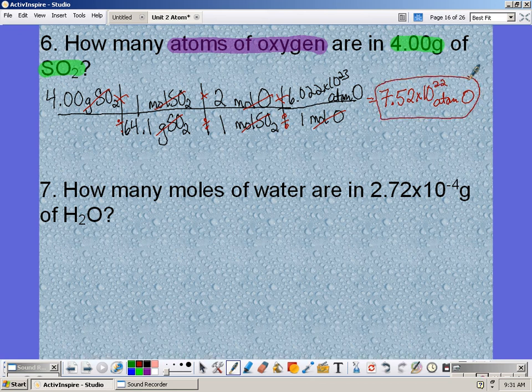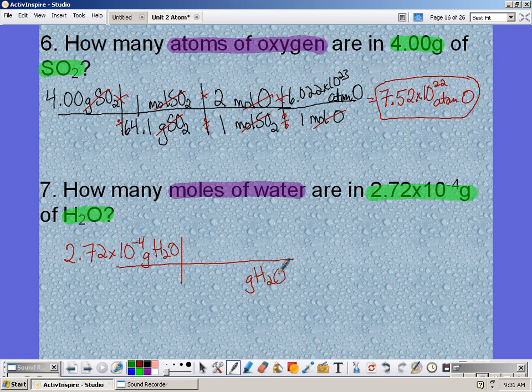One last one. We have grams of water, and we are looking for moles of water. Notice this time it's the same substance again, so I do not need this extra piece of going mole to mole. So we're going to start with 2.72 times 10 to the negative 4 grams of water. I want to cancel my grams, so I'm going to divide by grams. And I want moles, so we're going to put mole on top. 1 goes with mole. The molar mass, 2 hydrogens plus an oxygen, is 18.0.